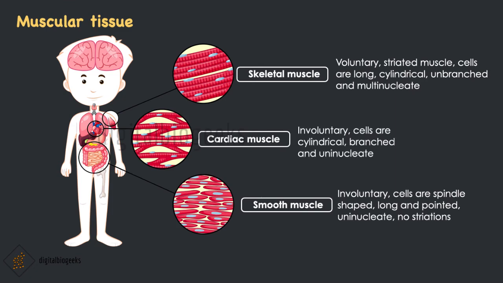Muscles of the heart are called cardiac muscle. They are also involuntary muscles. The rhythmic contraction and relaxation of these cardiac muscles are responsible for the pumping of blood from the heart. The cells are cylindrical and branched. They have a single nucleus and hence are uninucleate.